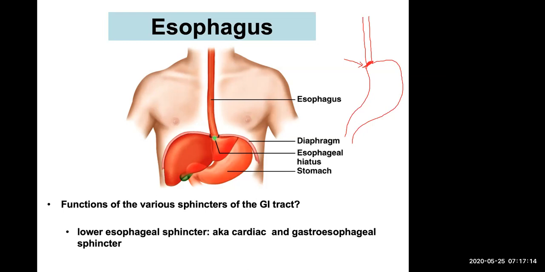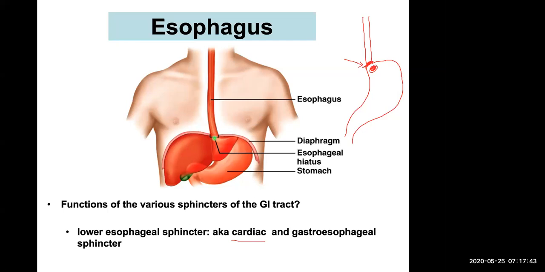But it has two other names, and one other name that it has reflects the fact that it is found right at the beginning of the stomach. So this portion of the stomach right here is called the cardia of the stomach. And so the other name for this sphincter is the cardiac sphincter. Okay, so that very first part of the stomach is the cardia of the stomach.